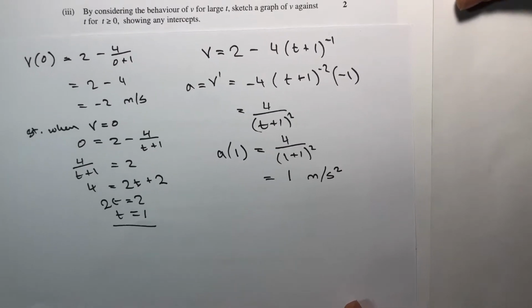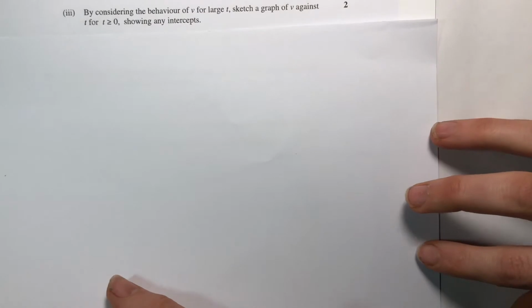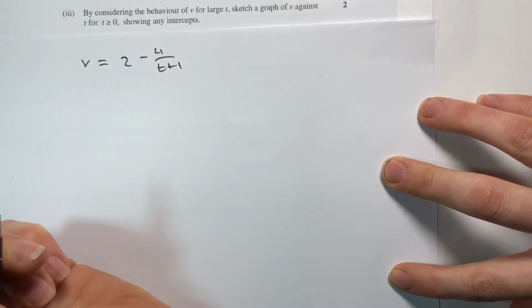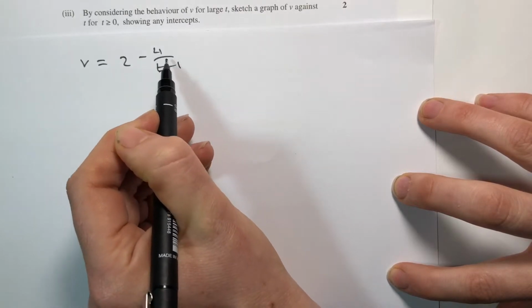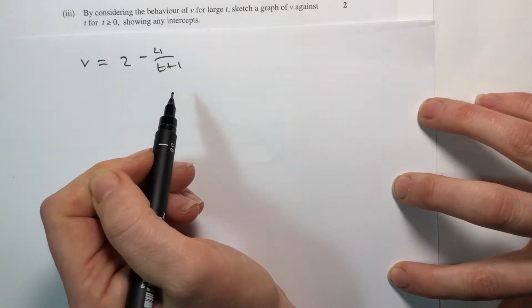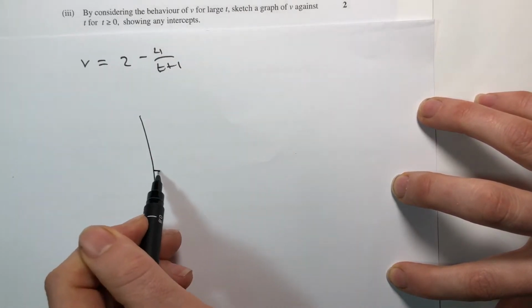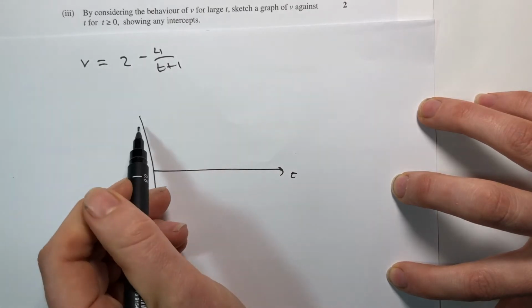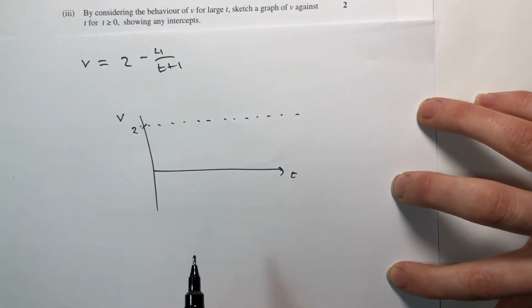If we want to consider the behaviour for large values of t and sketch the graph, let's get more paper. So if we look at the function and consider what's going to happen as t gets really large. As t gets really large, the bottom of this fraction gets really large. And if we divide by a really, really big number, we get a really small number. What that will mean is as t gets large, we're going to get a v value of 2 because it'll be 2 minus next to nothing. So that means an asymptote at v equals 2.